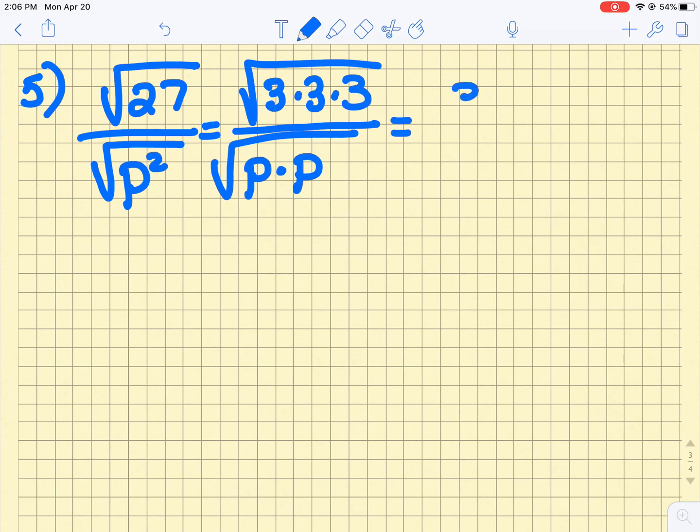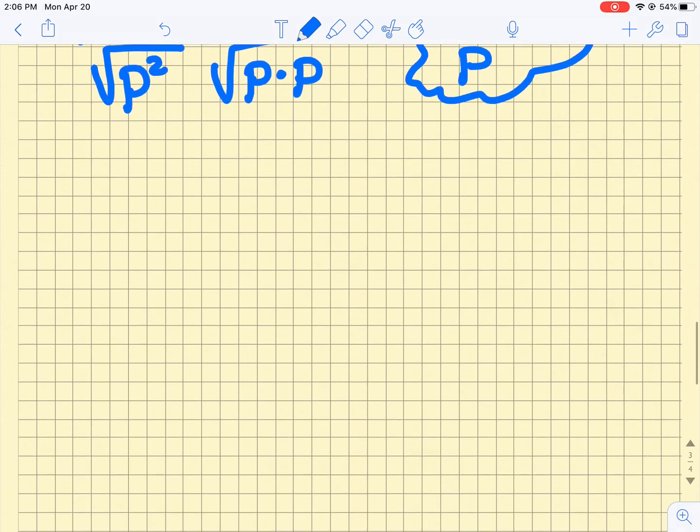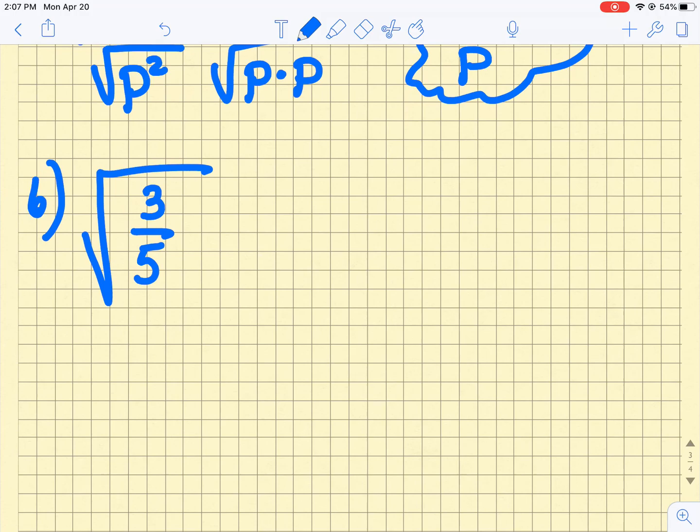So in the numerator, we'd get 3 root 3. In the denominator, we'd get a p. Nothing can cancel, and so that's my final answer. Okay, let's do one more. This one's a little more complicated, not much. Let's see. We have a root 3/5 times a root 6/4.